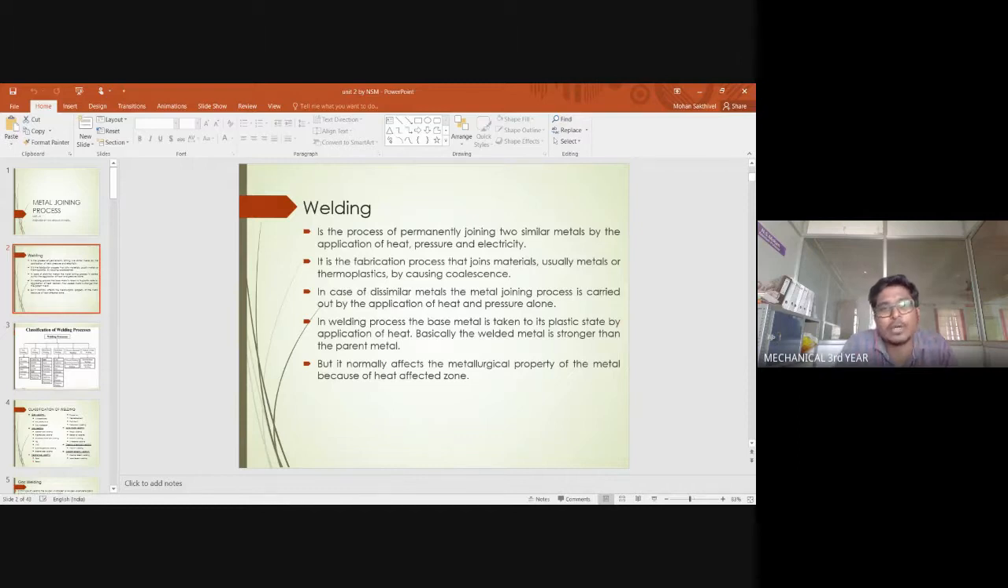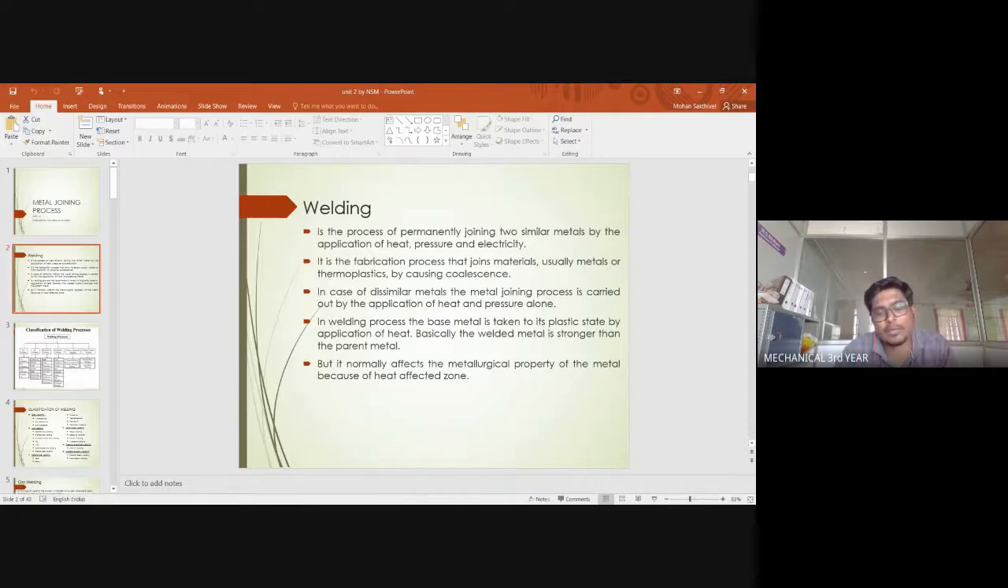So it is a fabrication process that joins materials, usually metals or thermoplastics, by causing coalescence. Coalescence is nothing but the area where you are going to weld. That area has to be heated first. Once it attains its recrystallization temperature, we are going to mix material one with material number two by application of pressure.